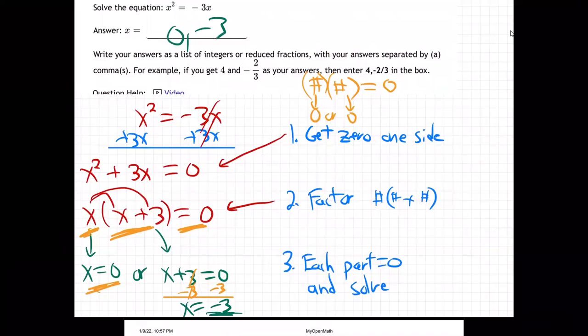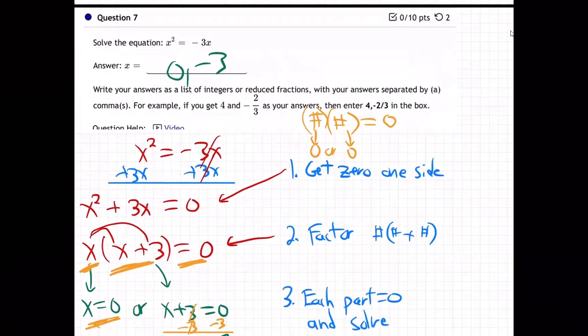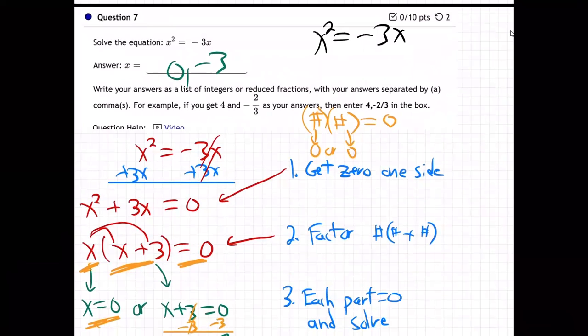Both of those answers make the equation true. And let's prove that real quick. You don't have to, we're done with the problem really, but I just want to show you that really we're finding what's true. Look at that original equation. If I put in 0 for x in both spots, it's going to be true, isn't it? 0 squared does equal -3 times 0.